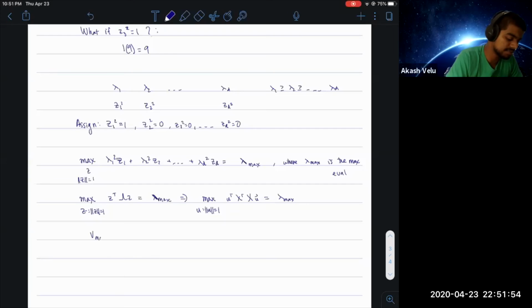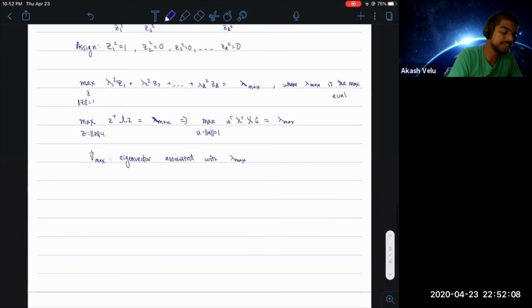So let's look at v max, the eigenvector associated with lambda max, and let's plug that into our score function. Remember that each vector with norm 1 is going to have a score. And remember that X transpose X has orthonormal eigenvectors, so v max has norm 1. So let's plug that in, since it has an associated score.